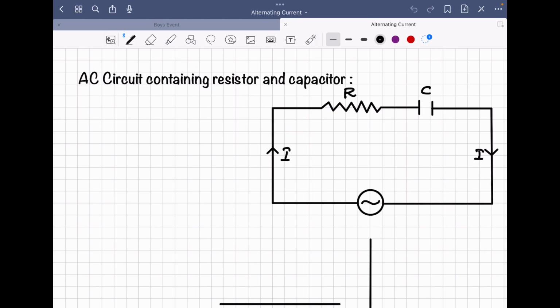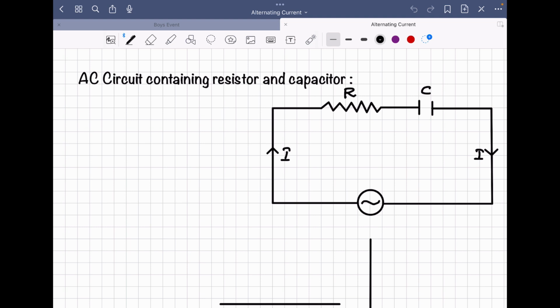In this lecture, we are going to discuss the AC circuit containing a resistor and a capacitor. We already discussed the AC circuit containing only a resistor, only a capacitor, and only an inductor, and we also did the phasor diagram. In this lecture, we are going to discuss how we can find the EMF and current if we have a resistor and a capacitor in an AC circuit.